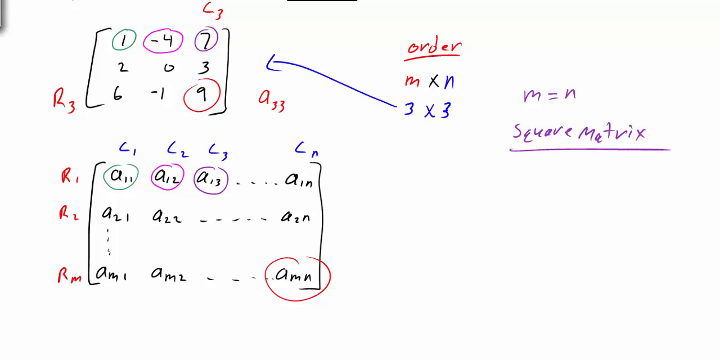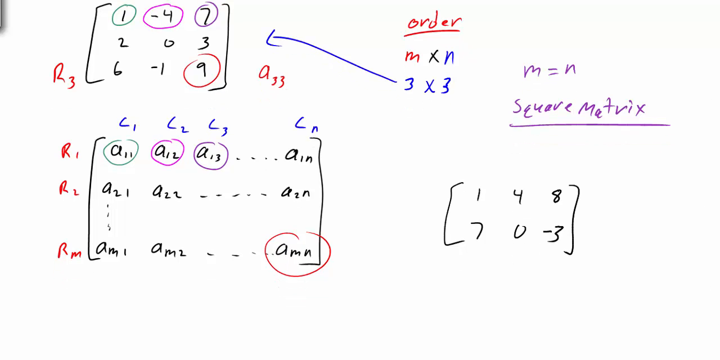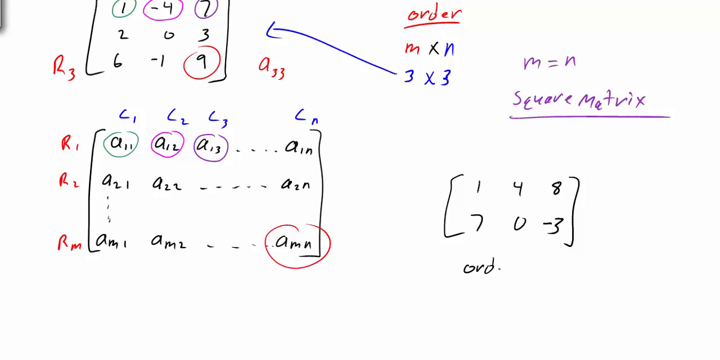So what happens if I give you the following example? Let's say the matrix 1, 4, 8 and 7, 0, -3. If I want to know the order of this matrix, we would look and say, here we have 2 rows, so that would be 2 by, and 3 columns. So the order would be a 2 by 3 matrix. That's just telling you the size of your matrix.